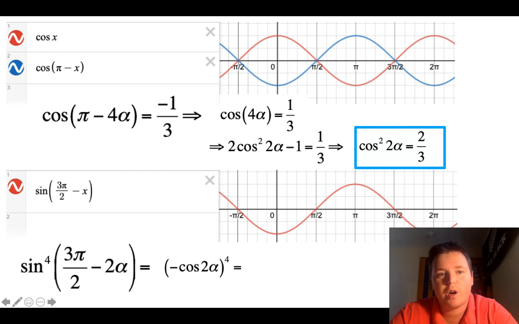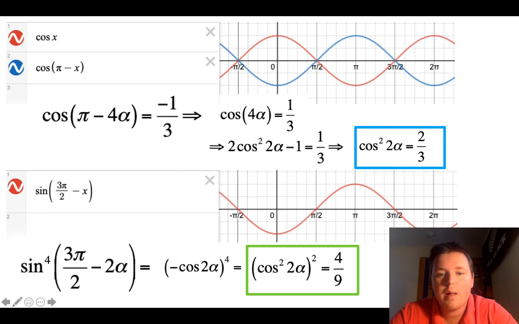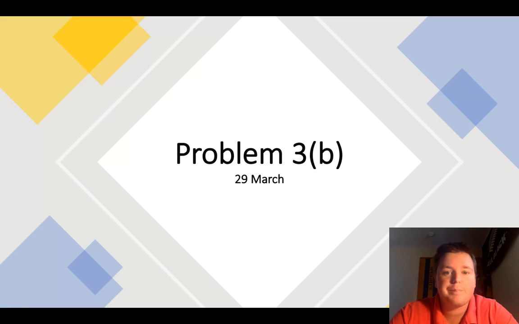Now, in both of these parts, if you didn't realize that graphically, you could expand this cosine of pi minus 4 alpha using the compound angle formula. The sine pi bit would be 0, and you would end up getting the same result, cosine 4 alpha equals 1/3. So you can use the compound formulas, or you can use graphs to understand. Okay, last, negative cosine 2 alpha to the power of 4 is the same as cosine squared. So we can sub in the information we found in the blue box, and the answer is 4/9.